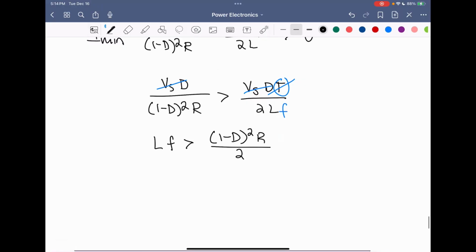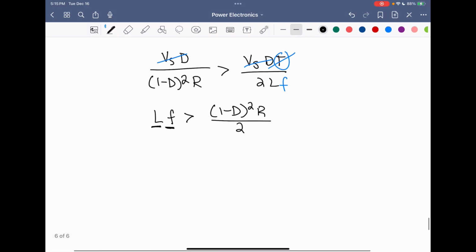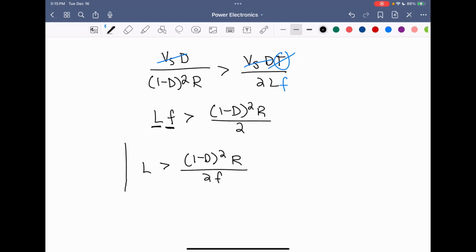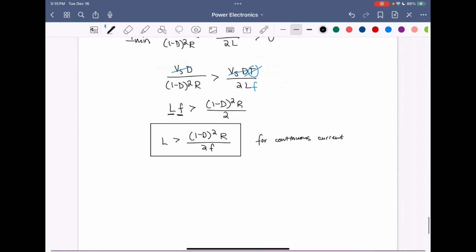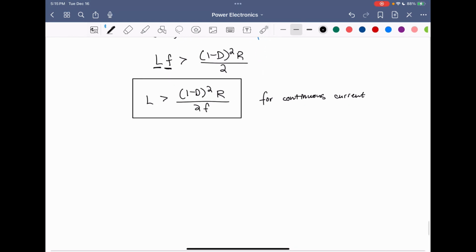So this is the combination of the inductance and the switching frequency in which we maintain continuous current operation. So if we've decided on the switching frequency, then we can simplify by dividing by F on both sides to find the inductance. So if we decided on the switching frequency, this is the condition on the minimum inductance we need for continuous current. This equation is important for the design of the buck-boost converter's inductor.